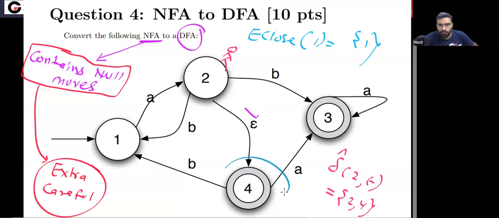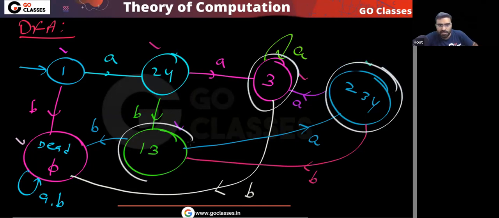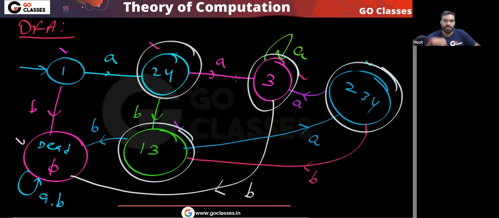Here you can notice 4 and 3 are final states. Yes or no? In the NFA, 4 and 3 are final states. So your final states will be all the states which contain 3 or 4. So this will be a final state, this will be a final state, this will be a final state, this will be a final state. So these 4 will be final states.